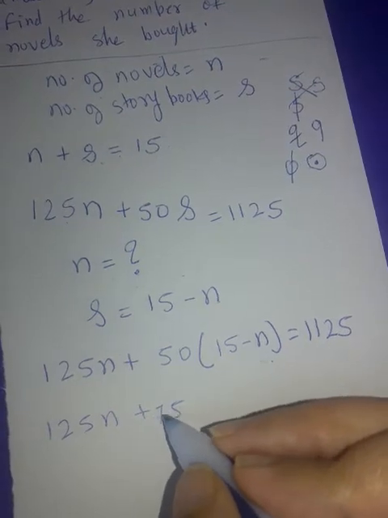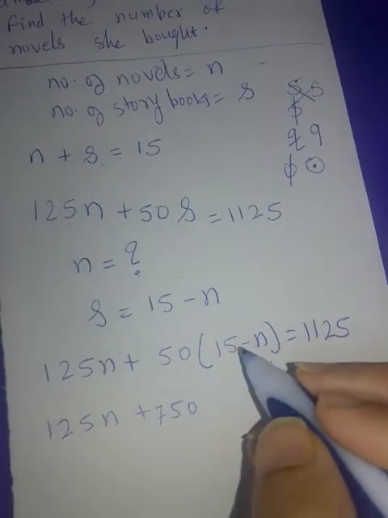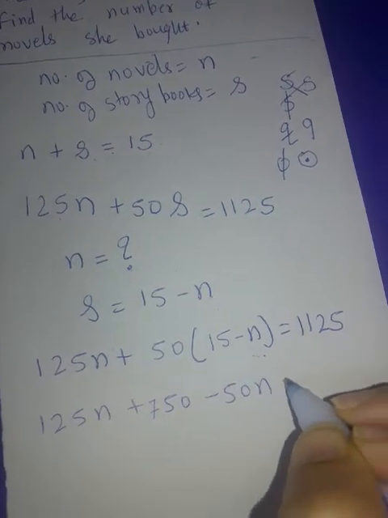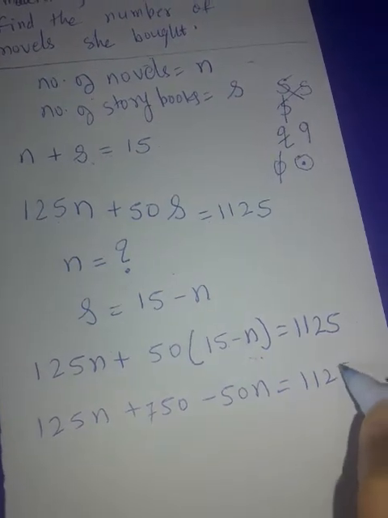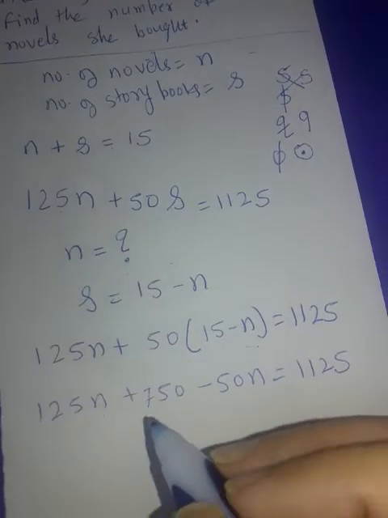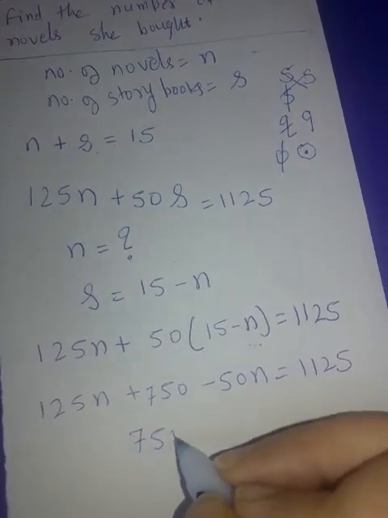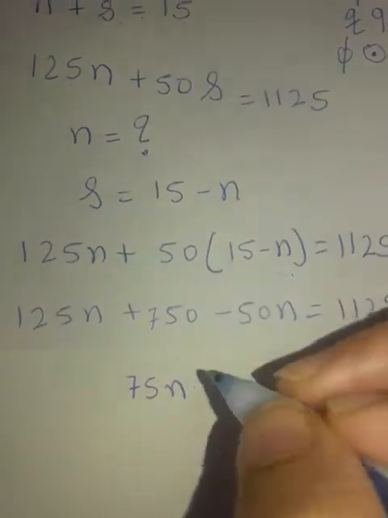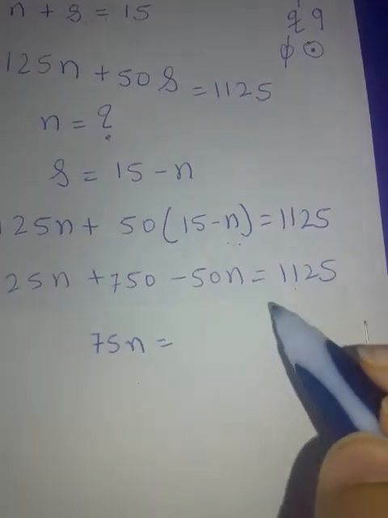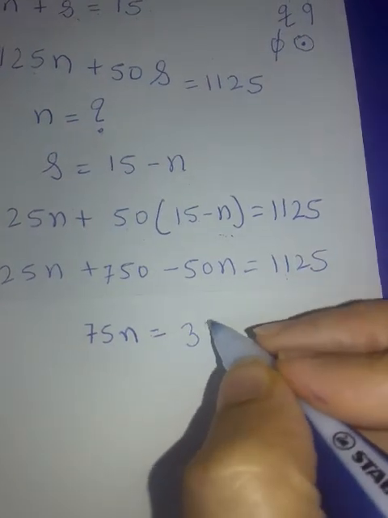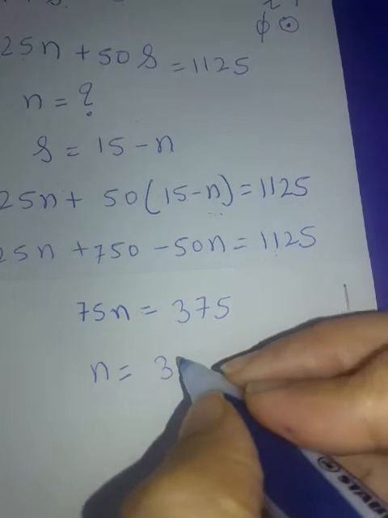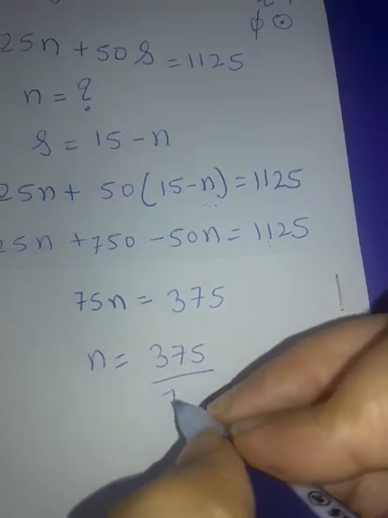This is 750. 50 multiplied by 15 is 750. Now take 750 on this side. 125N minus 50N is 75N. 1125 minus 750 will be 375. So N is equal to 375 upon 75.